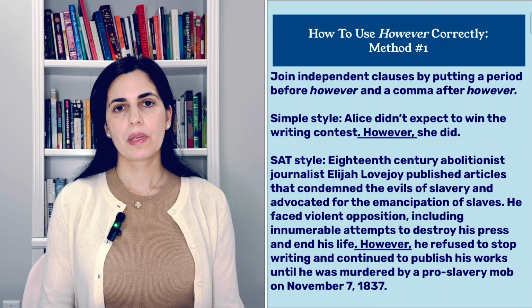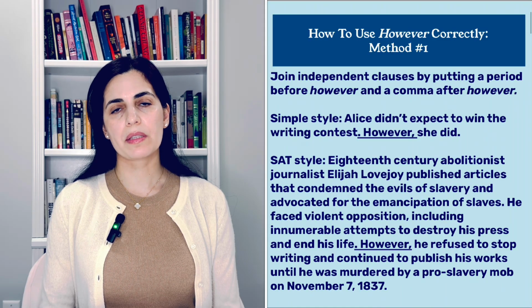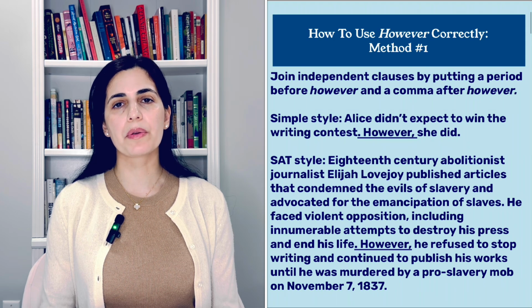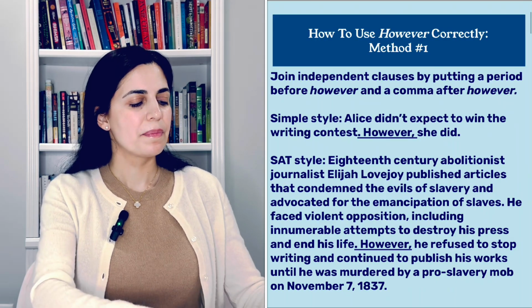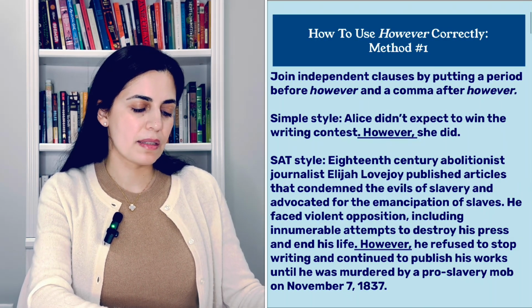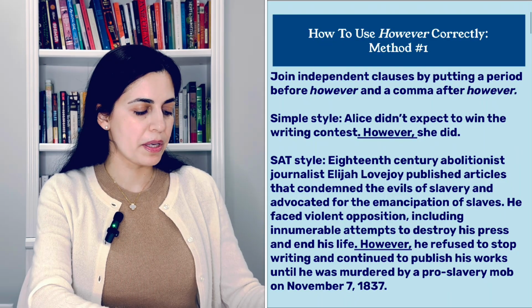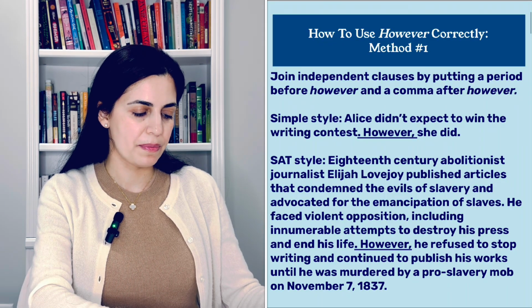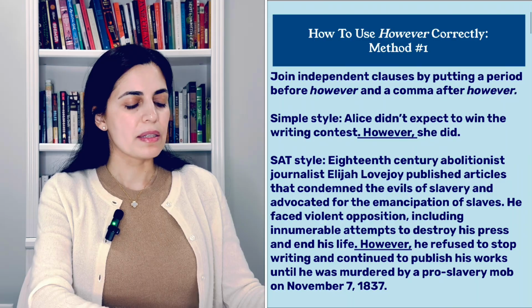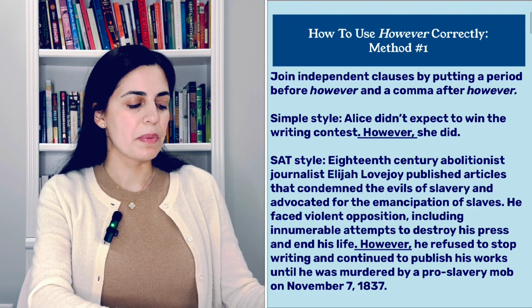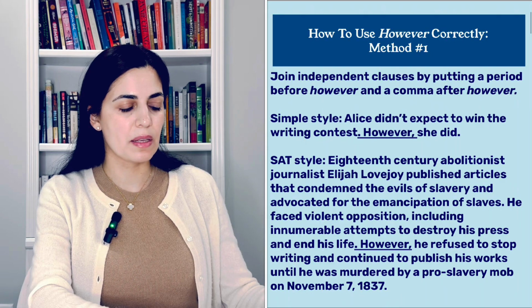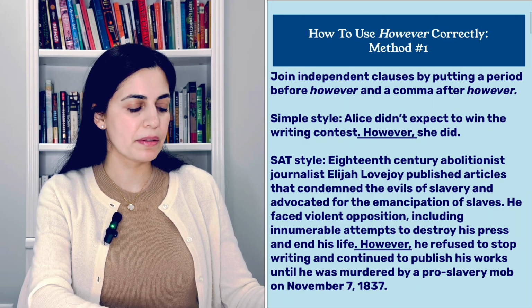So let's take a look at method number 1. With method number 1, you join independent clauses by putting a period before however and a comma afterwards. Here is a simple sentence to illustrate this method. Alice didn't expect to win the writing contest, period, however, comma, she did. So Alice didn't expect to win the writing contest is independent clause number 1. Independent clause 2 is she did, and then we're putting a however beforehand.